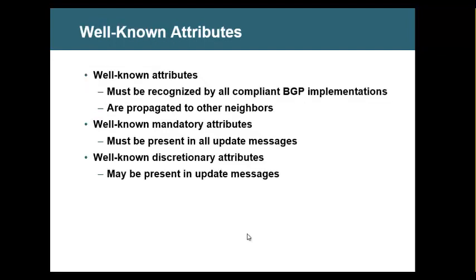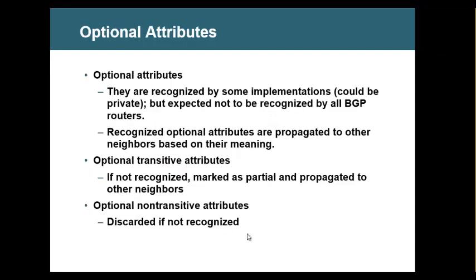Let's read the lines. You see, well-known must be recognized, must be present if it is mandatory, may be present if it is discretionary. You see, optional, they are recognized but not by all devices. Now, what is optional transitive? If not recognized, they are still valid but marked as partial. Optional non-transitive, if it is not recognized, they are discarded.